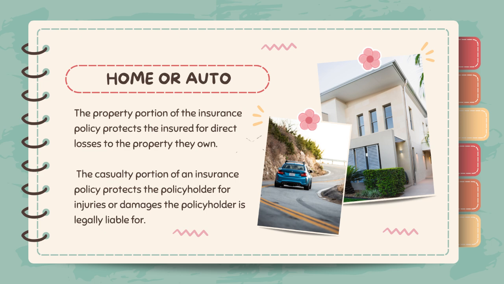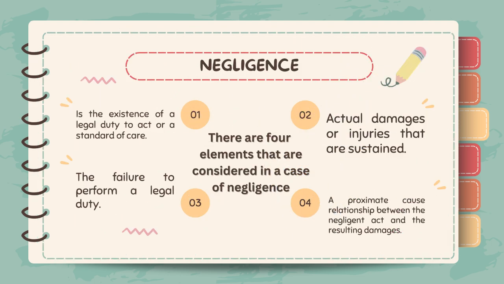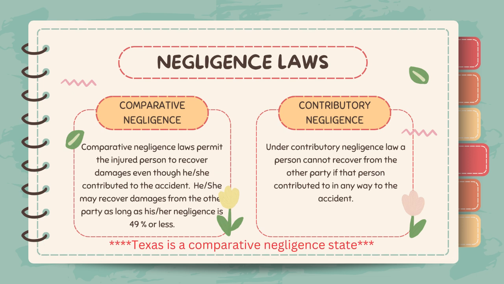Negligence. There are four elements that are considered in a case of negligence. The first is the existence of a legal duty to act or a standard of care. Second, actual damages or injuries that are sustained. Third, the failure to perform a legal duty. And fourth, a proximate cause relationship between the negligent act and the resulting damages.